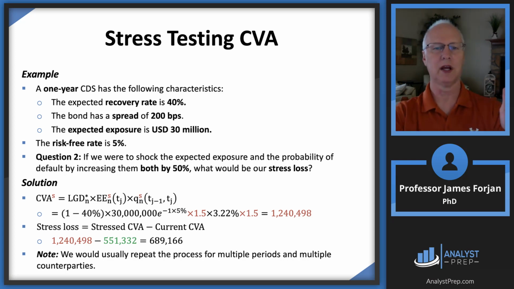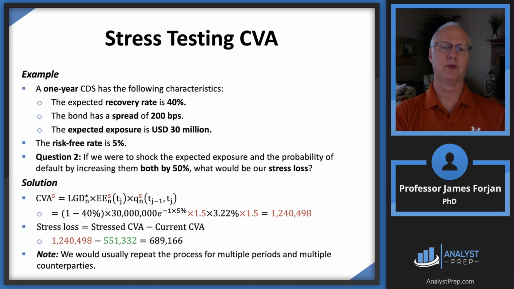So once again, think of this gigantic Excel spreadsheet, even though we don't need it. We don't need it when we're just doing one individual component of our portfolio. But think of that giant Excel spreadsheet. All right, so what are we doing? We're shocking them. We're increasing them both by 50%. And so you just do the math there, and you get 1.2 million or so minus the 551 from the previous page, and you get 689 as our stress loss in this derivative, one trading of the derivative.